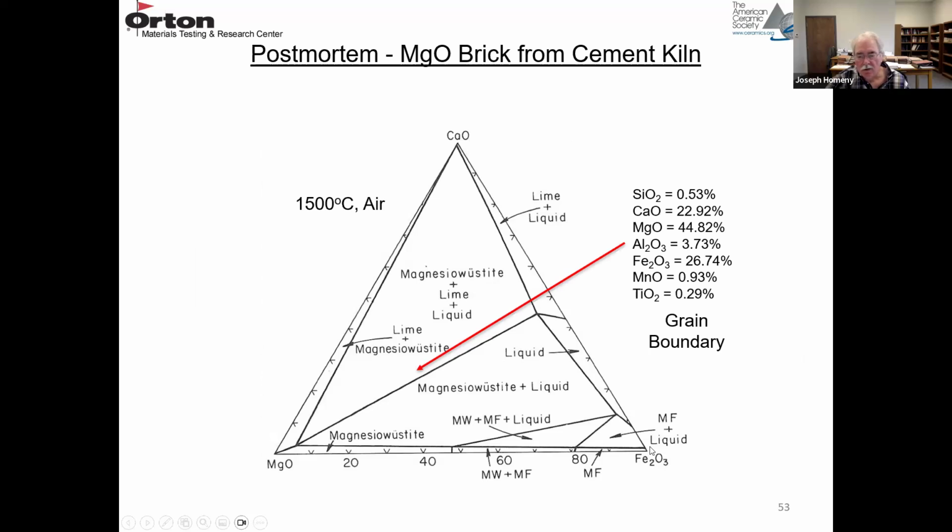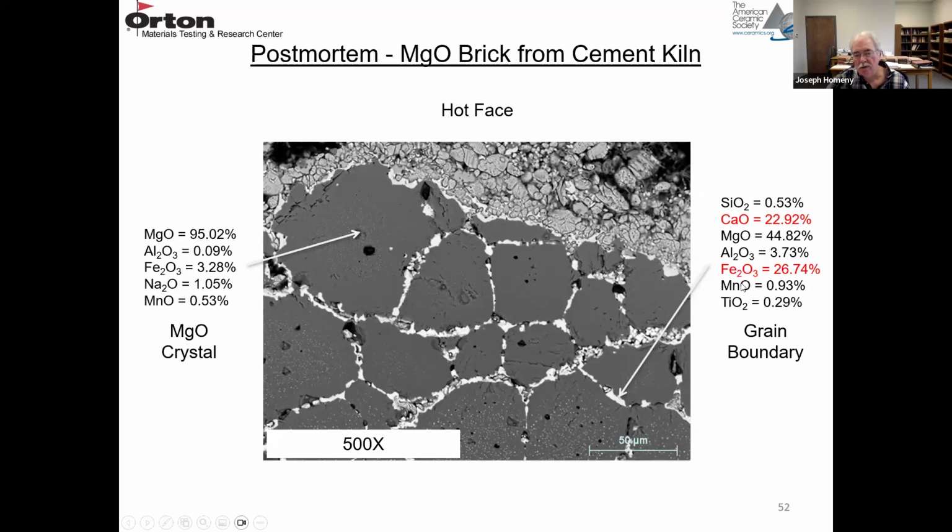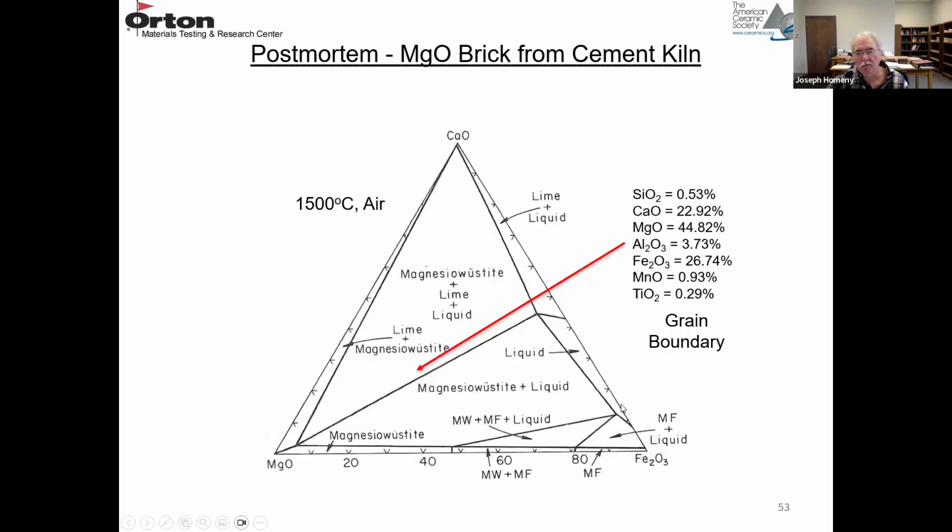So this is a ternary phase diagram. This is the grain boundary chemistry we just looked at here, right at the hot face. It's primarily CaO, MgO, and Fe2O3. So this is a CaO, Fe2O3, MgO phase diagram. And this is a cut through that ternary phase diagram at 1500 degrees C. And this is in an air atmosphere.